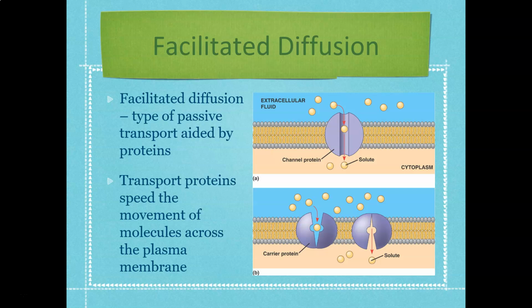So we've talked about diffusion, we've talked about osmosis, which is the diffusion of water, and today we're going to talk about this idea of facilitated diffusion, which is a type of passive transport, but now I'm needing the aid of proteins. So keep in mind that when we talked about the structure of your cell membrane, we had those fatty acid tails in the middle that produce this hydrophobic region.